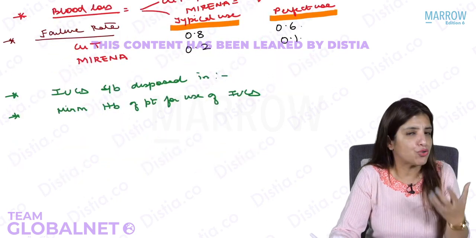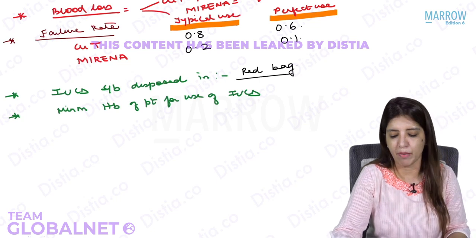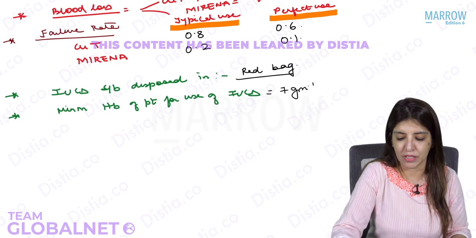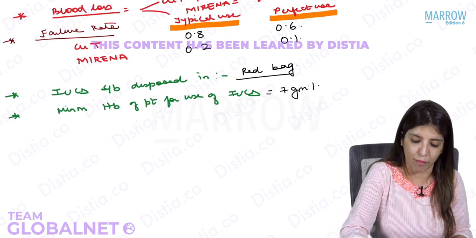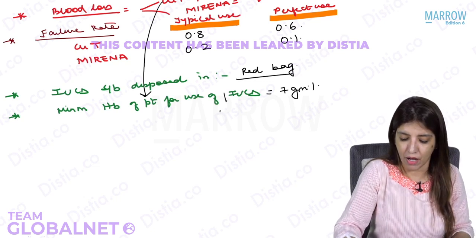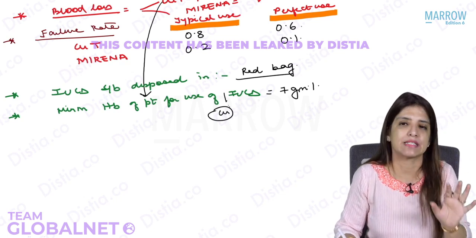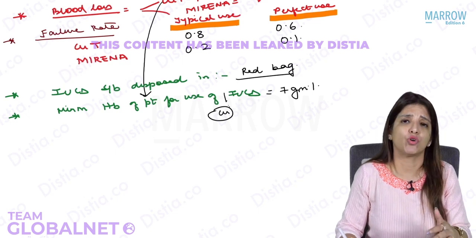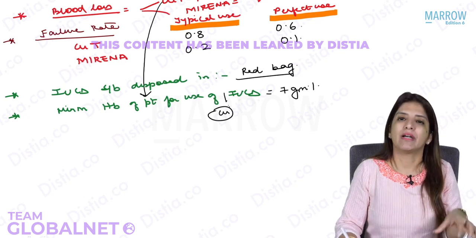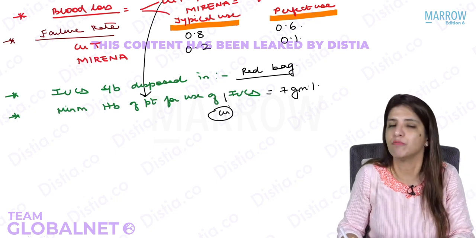Right? Now, how should you dispose an IUCD? IUCD should be disposed in a red bag. And what is the minimum hemoglobin which should be there for a patient to use IUCD? Minimum hemoglobin should be 7 gram%. This is if you are using copper T, because copper T increases blood loss. So minimum hemoglobin which I want if a female is using copper IUCD is 7 gram%. But then if hemoglobin is less than 7 gram%, that's not an absolute contraindication to use copper T. But I would prefer to use copper T in females whose hemoglobin is more than 7 grams%.